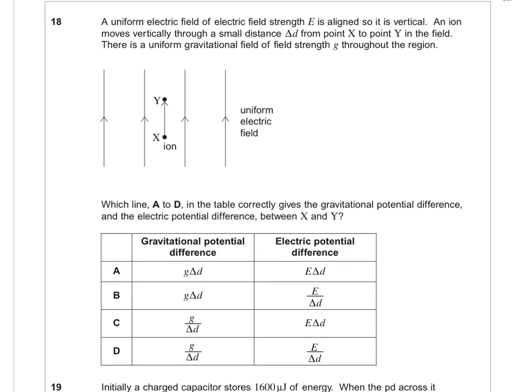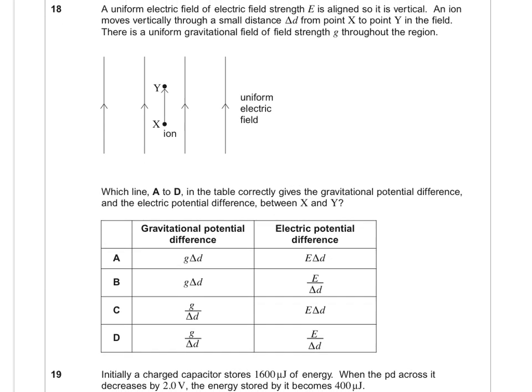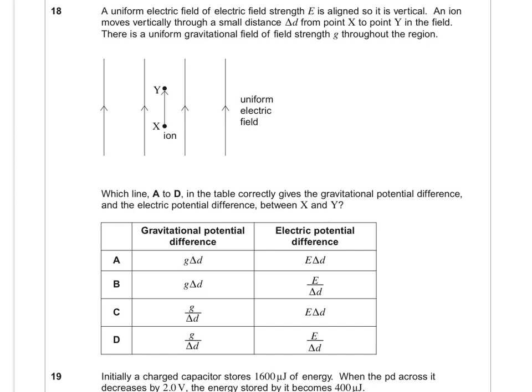Okay, so question 18. A uniform electric field of field strength E is a line, so it's vertical. An ion moves vertically through a small distance, delta D, from point X to point Y. There is a uniform gravitational field strength of G throughout the region. So we're in a vertical direction. So which line A to D gives the correct gravitational potential difference and the electric potential difference between X and Y? So if the field lines are going that way, this is positive and this is negative.